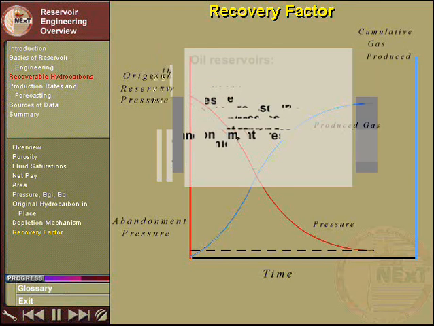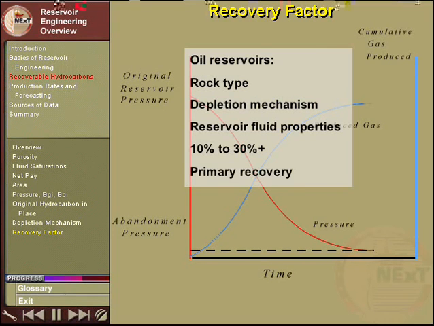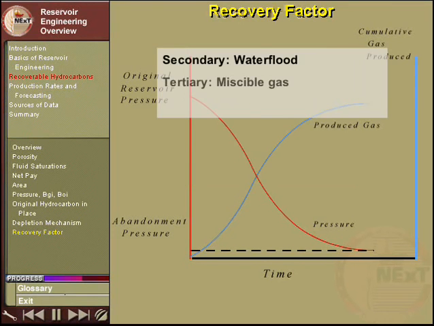gas reservoirs. Recovery factors in oil reservoirs vary based on the rock type, depletion mechanism, and the properties of the reservoir fluids. Values can range between 10% in some primary depletion reservoirs to over 30%. It is important to point out that these recovery factors are based on primary recovery. Secondary recovery and tertiary recovery techniques can increase recovery by displacing oil left in the reservoir.